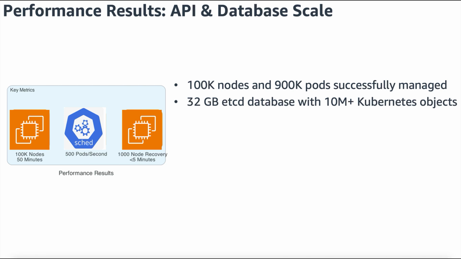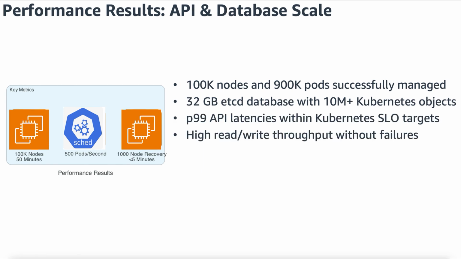The API server and database performance results demonstrate the effectiveness of our architectural innovations. Throughout our testing with various workload scenarios, the cluster maintained more than 10 million Kubernetes objects, including 100,000 nodes and 900,000 pods. The aggregate etcd database size across all partitions reached 32 gigabytes, validating our enhanced database scaling capabilities.